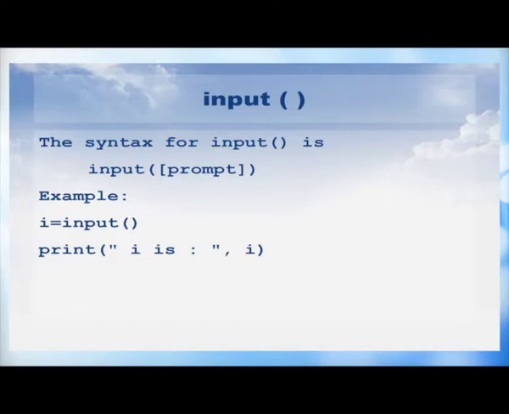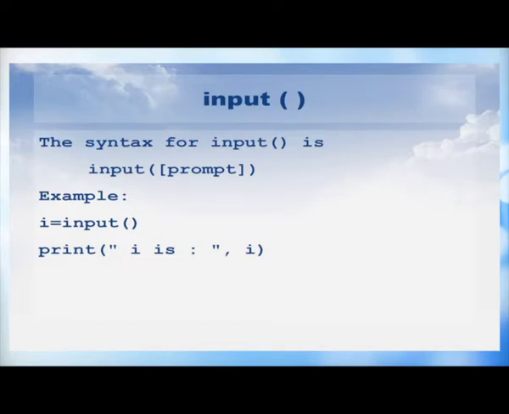Input function takes an optional string as argument, which is the prompt, and displays it to the user. Then it waits for the user to type something, that is a text, and press the enter key. Once the user has pressed the enter, the input function returns the text that the user has entered and stores it in a variable.